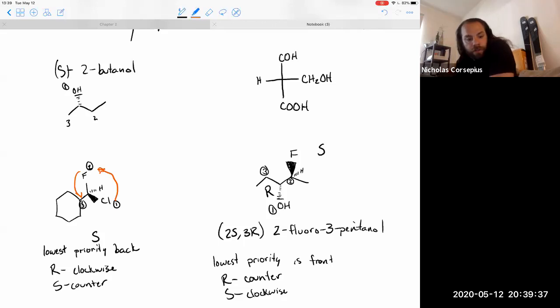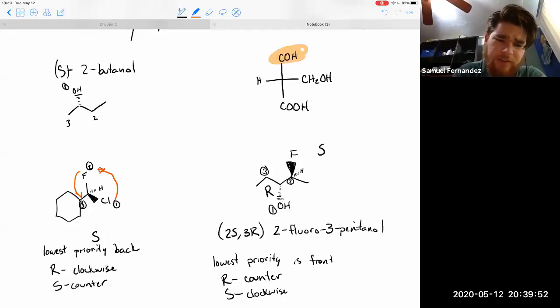All right, my goal for this one was not only to remind us about Fischer projections, but to make it a huge pain in the butt to assign priorities as well, because these are all kind of similar groups here. What is this right here? COH. That's an aldehyde, right? Aldehyde. Yeah, awesome.